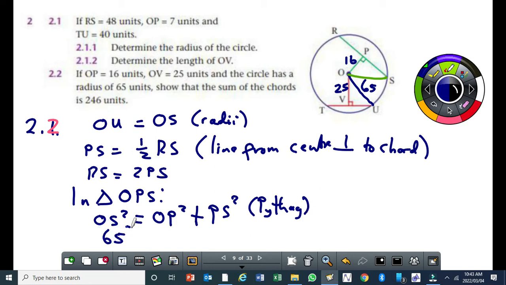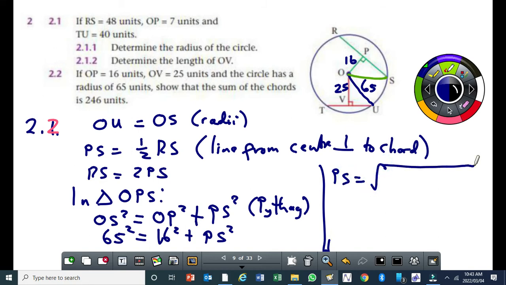From here, my OS is actually 65. So that will be 65 squared is equal to OP, which is 16 squared plus PS squared. Obviously, PS is going to be the square root of 65 squared minus 16 squared. What answer do you get? 66? No, it can't be 66.